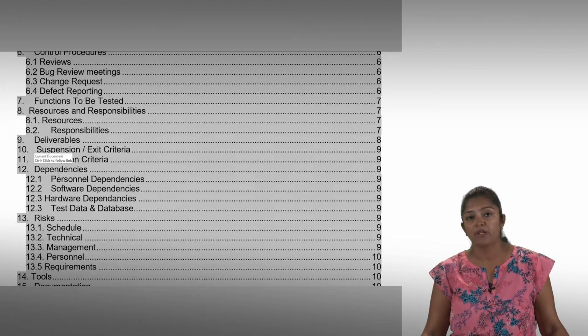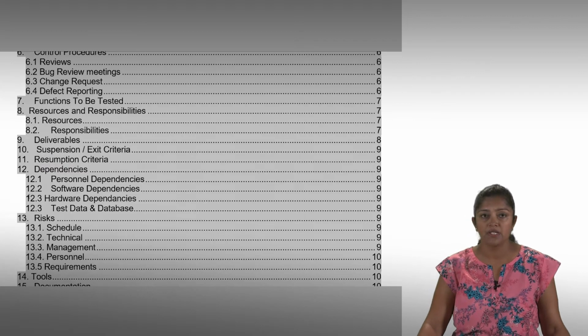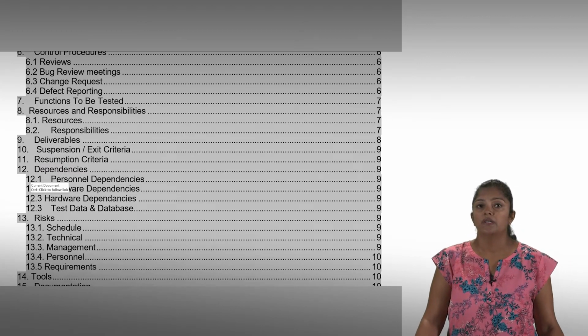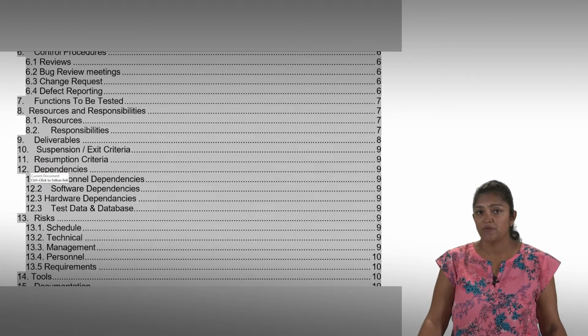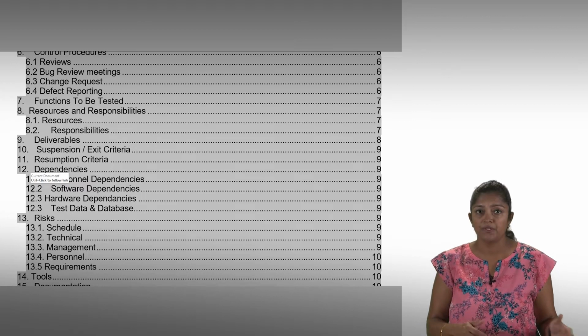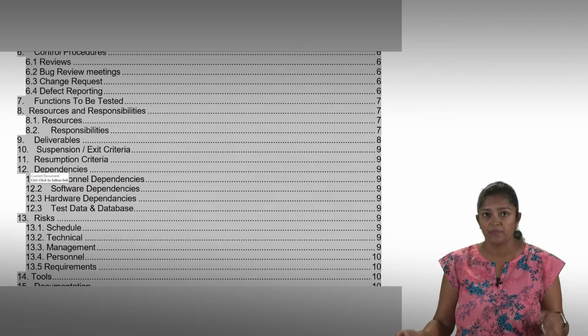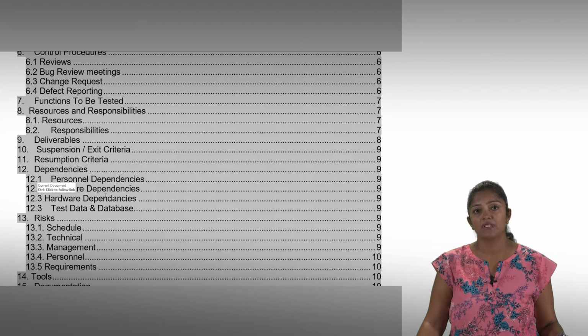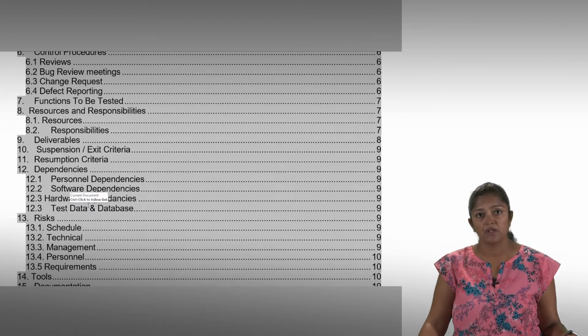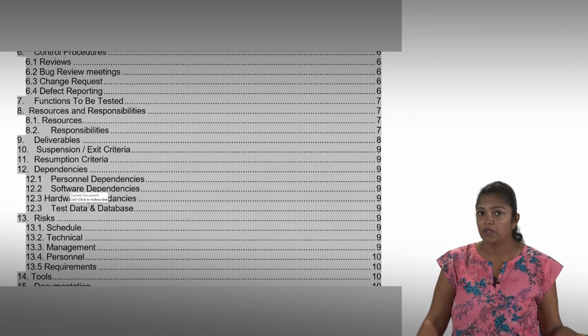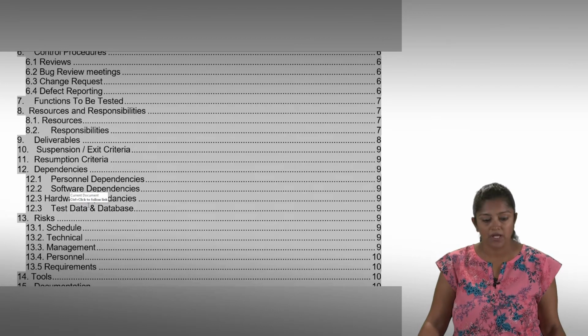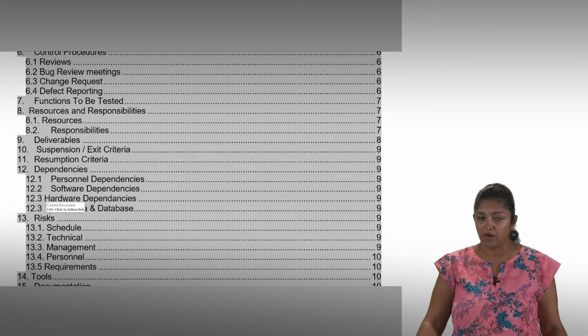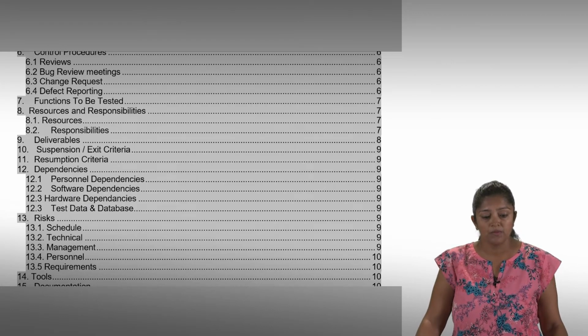12 is related to dependencies. What other kinds of dependencies are there? Be it personnel dependencies, wherein you're dependent on, say, the developers in order to be able to test something. Those kinds of things can be listed there. Software dependencies, if the product uses some third-party software, then we're dependent on that. So those are listed. If there are any hardware dependencies, those can be listed.